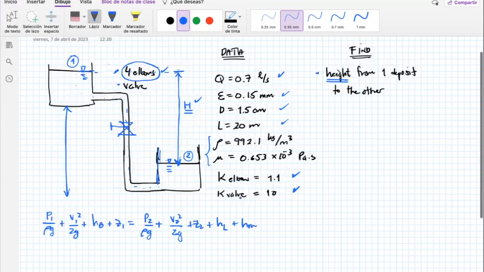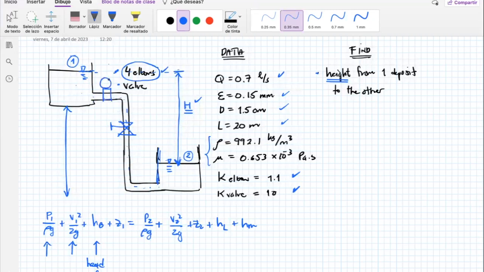You should be a little familiar with all these symbols. This is the energy due to pressure. This is the kinetic energy. This is the head of the pump. In this case, you don't have a pump. I mean, it doesn't say that you have a pump. You could have a pump somewhere here.